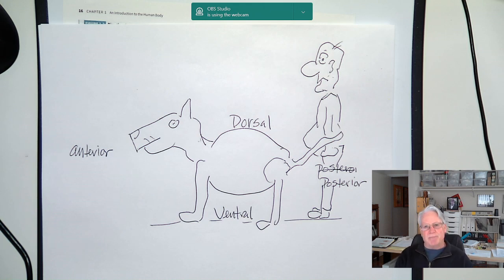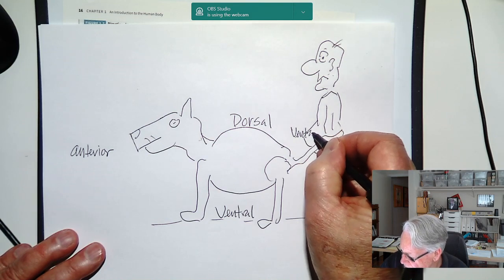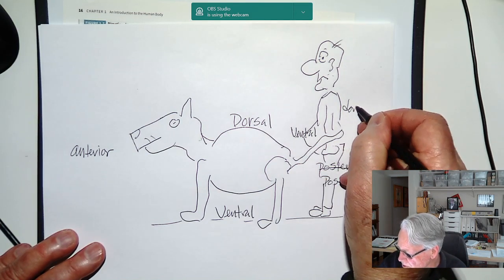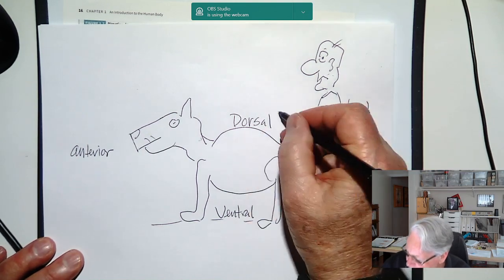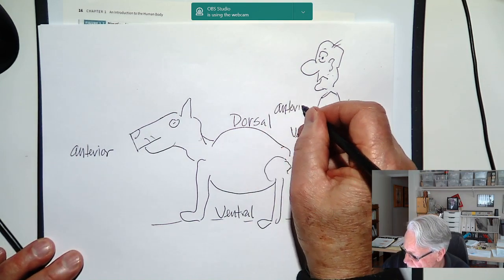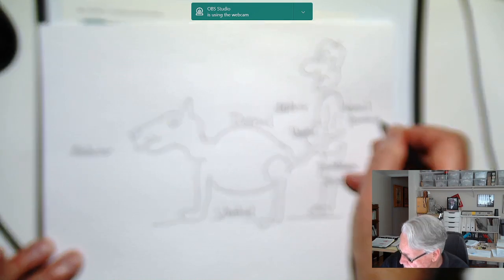So there is the gentleman that takes care of this dog. And let's identify the belly, or ventral. Here it is, ventral. All right, there's the belly. Here's the back, dorsal. But what's the first thing that you see as this gentleman walks towards you? It's this part right here. So that's my anterior. And then this is the last thing as he walks away.